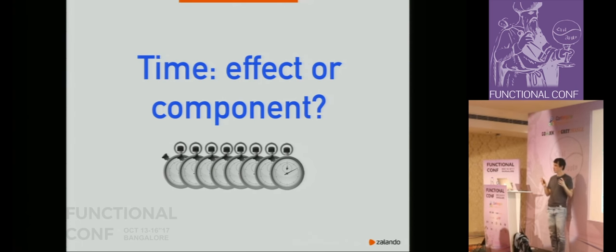It's very useful to model time as a component, especially if you're doing functional programming. Because if you want to know what time it is now, this is a side effect, right? This is an action. If you do it twice, you will get two different results. So it's important that this thing is well encapsulated. So should it be an effect or should it be a component? Let's try to see what would be the difference between the two.